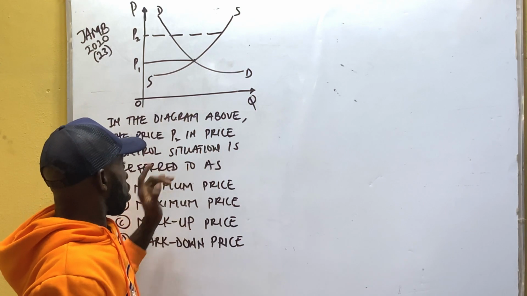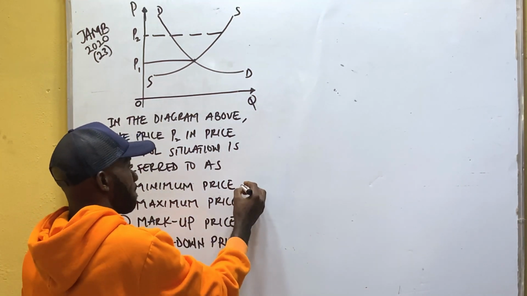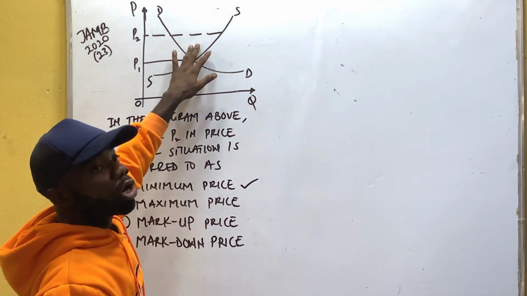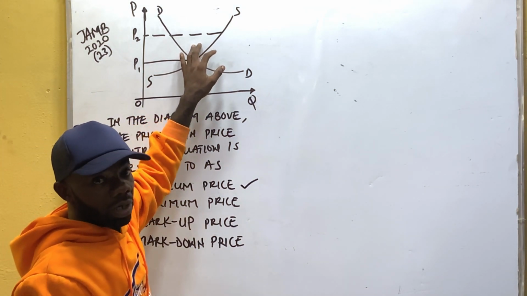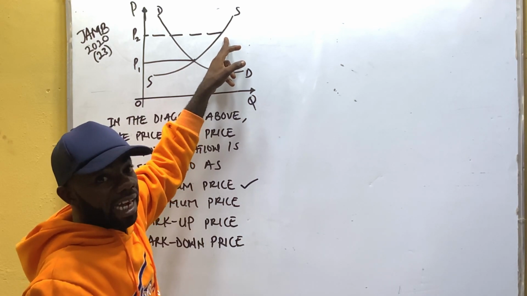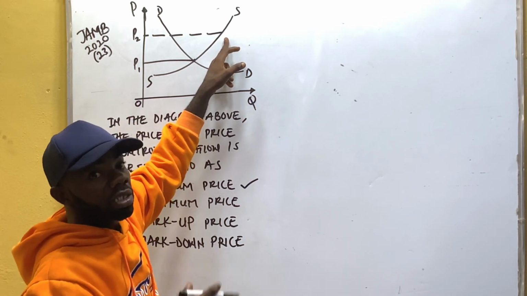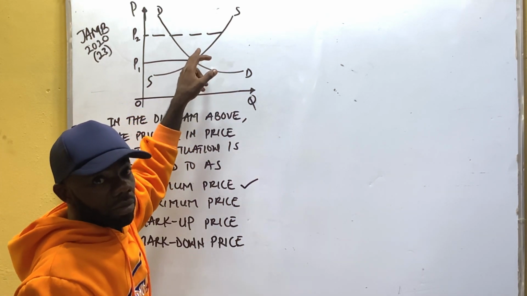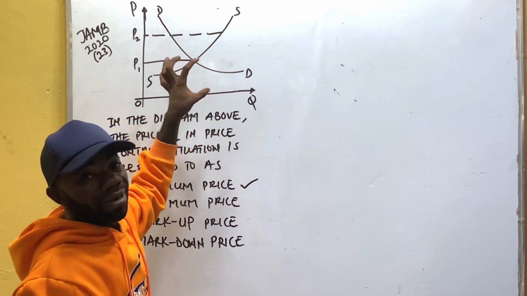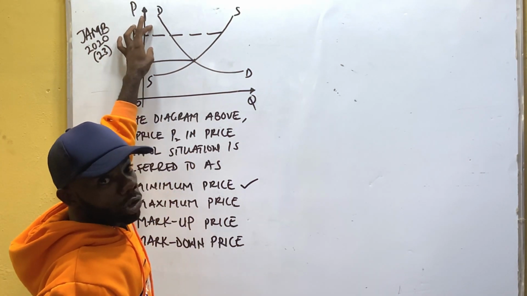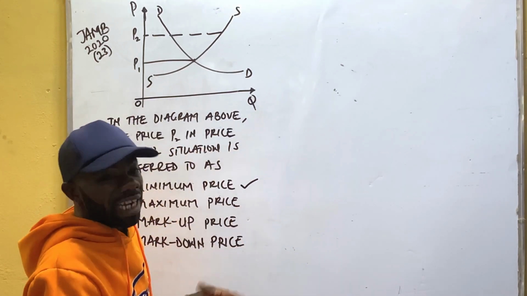It makes your correct answer option A, minimum price, because it is the lowest amount that a producer or supplier is expected to take for goods and services sold. Anything below this is going to lead to black marketing, because government has said sell above equilibrium price so that you can be protected or you can make more money.